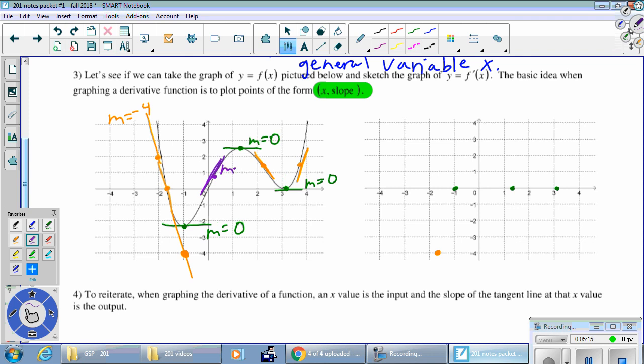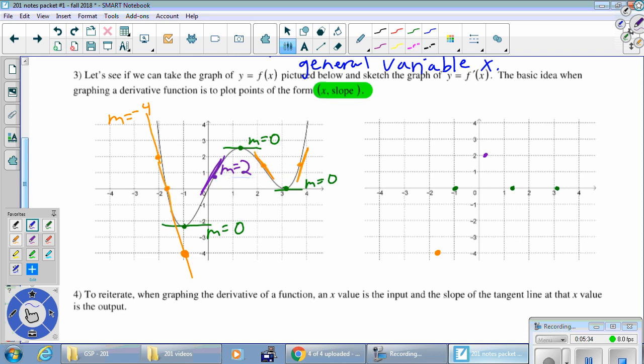If I estimate the slope of this one is positive 2, remember the points that we're graphing on the derivative to the right are of the form x comma slope. So the x is around 0.3 and the slope is 2. 0.3 comma 2 is my next point. 0.3 comma 2, something like that.